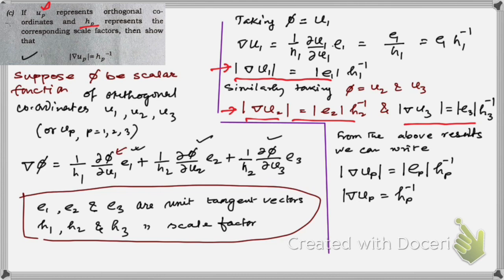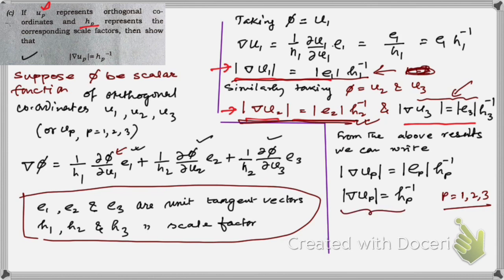So here you can see that p is 1, 2, 3, right? If you put p equal to 1, then you will get the first equation. If you put p equal to 2, then you will get this equation. And if you put p equal to 3, then you will get this equation, right? So hope you have understood, and that is what we needed to prove. So this is the last expression that we wanted to prove. Now let's move on to the next question.